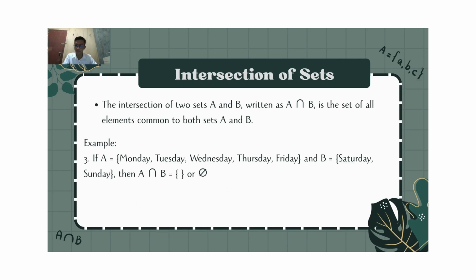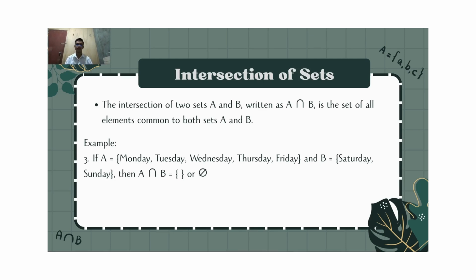Last example, if A is equal to Monday, Tuesday, Wednesday, Thursday, Friday, and B is Saturday and Sunday, then A intersection B is an empty set or null set because there's nothing common in sets A and B. Walang magkaparehas sa kanila. So it is an empty set.